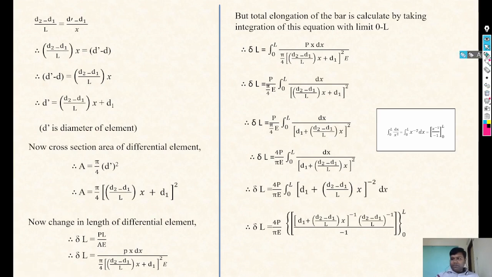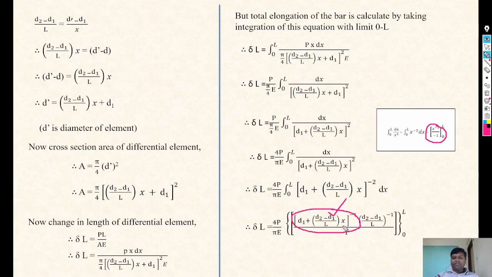So the integration gives delta L equals 4P by pi E as it is, then this is our total x. The integration of this term is d1 plus (d2 minus d1) divided by L into x, raised to minus 1, divided by minus 1. But now, this is also one term with the x.